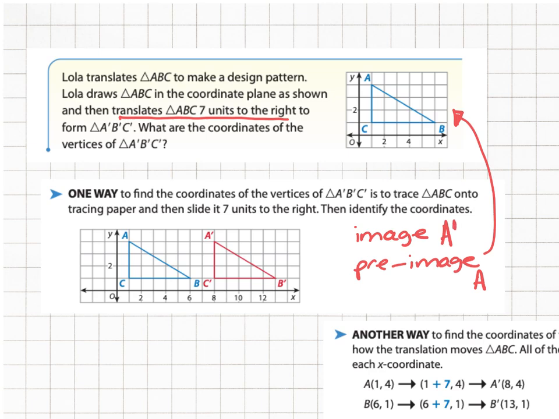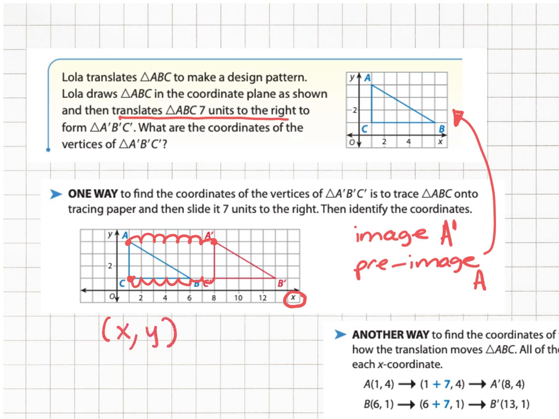It's important to know that when we go right and left, that is the x-axis. So if we go to the right, we move from C 7 units over, so 1, 2, 3, 4, 5, 6, 7 to get to C primed. A also moves 7, 1, 2, 3, 4, 5, 6, 7 for A primed, and B does the same. So each point moves.